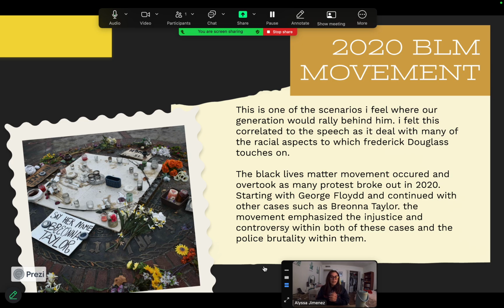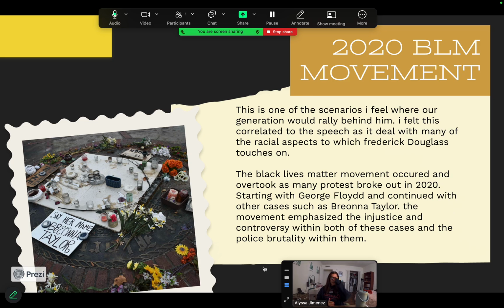That being said, I feel like this is one of the scenarios where our generation would probably rally behind him, because he would touch on subjects like this within the speech. And many of the racial aspects I felt correlated with Frederick Douglass because he touches on them so much, because this is not a celebratory speech as we see it or how it's meant to be sought out.